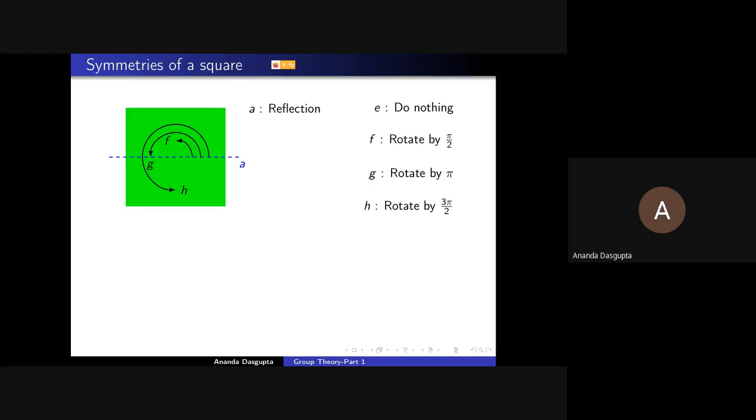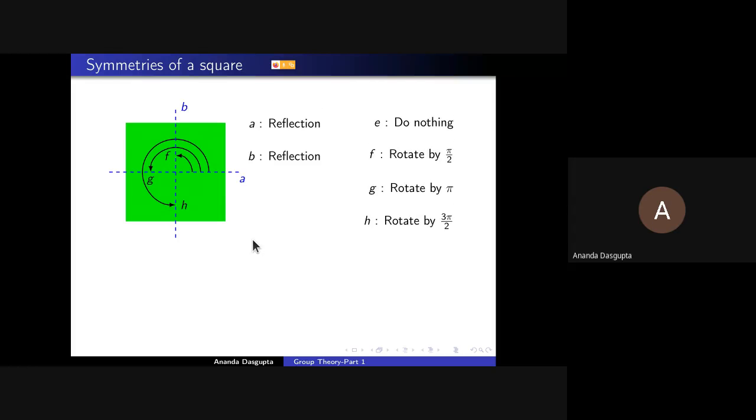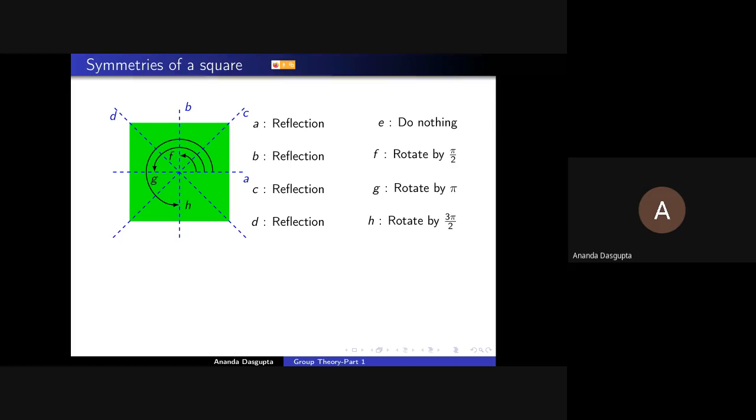In addition, of course, there are reflections. Reflection along the median lines like this, A and B. And there are two more reflections, which are again obvious. They are reflections along the diagonal lines. These are also symmetries. So the set of symmetries of a square, keeping it in the plane, is a set of 8 elements. They form a group of their own. And you can, of course, play the same game that we did earlier with a triangle and write down the multiplication table and all that.